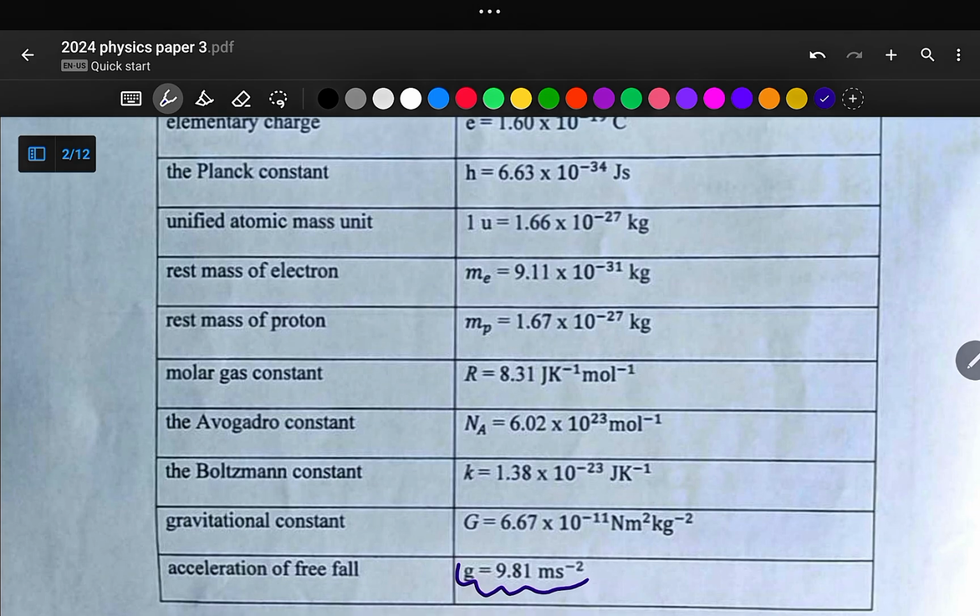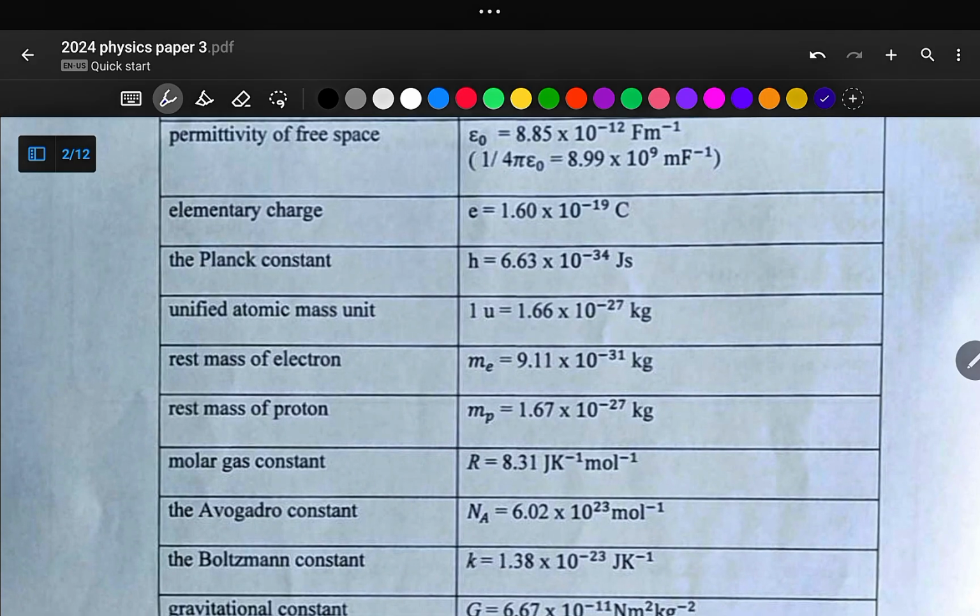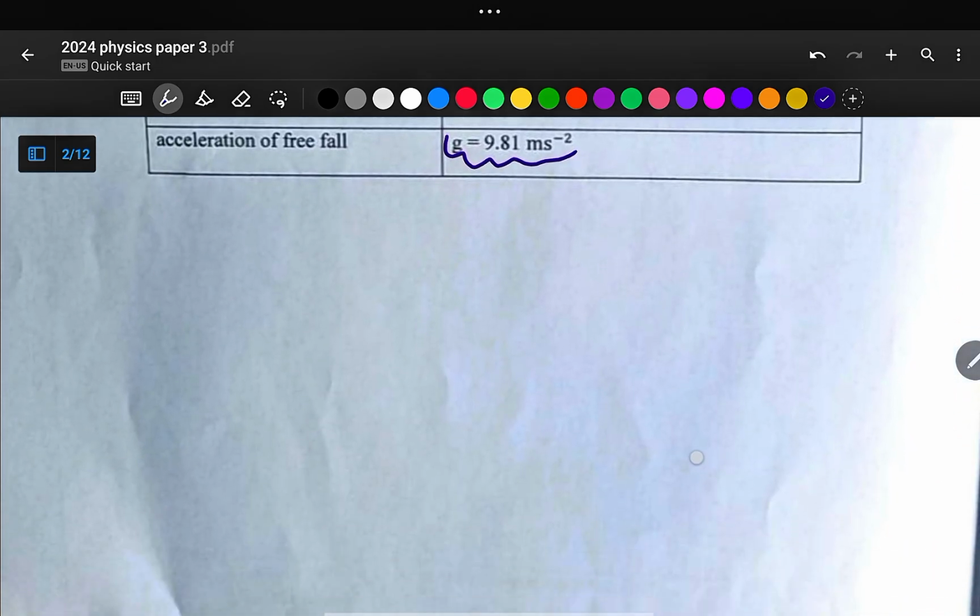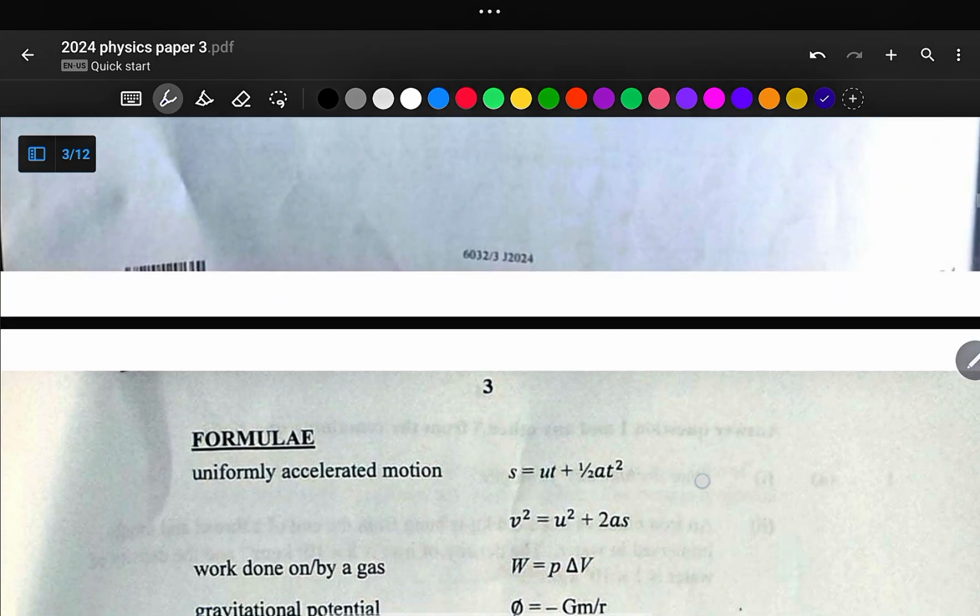There's also another constant, the Boltzmann constant, k, and we usually use this constant in the topic of matter. The Boltzmann constant is 1.38 times 10 to the power negative 23, and there's also the gravitational constant for gravitation, 6.67 times 10 to the power negative 11, and there's also the rest mass of the electron. It is also important to know this one. It is 9.11 times 10 to the power negative 31. Okay, and let us move on to another group of data.